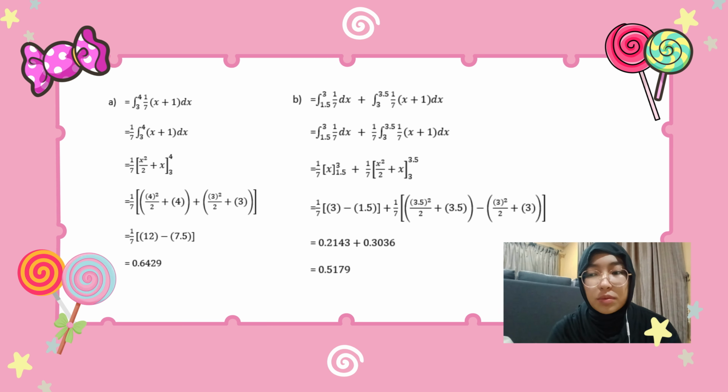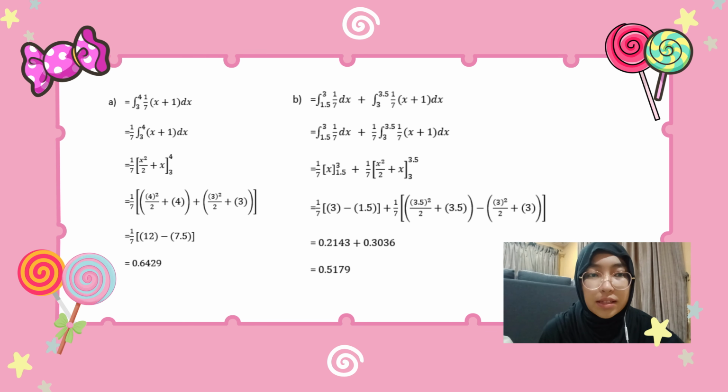For question B, the integral is split into two parts because the function changed at x equal to 3. So the equation will be integrate 1 over 7 dx, upper limit 3, lower limit 1.5, plus integrate 1 over 7 times (x plus 1) dx, upper limit 3.5 and lower limit 3. For the first integral, the integral of 1 equals x. So we substitute the upper and lower limits into the first integral, which is 1 over 7 times (3 minus 1.5) equals 0.2143.